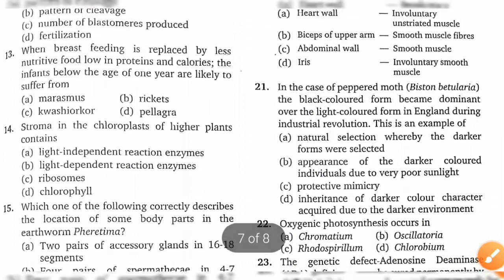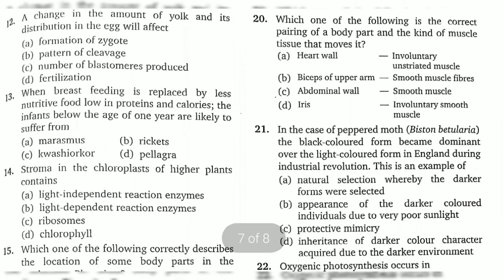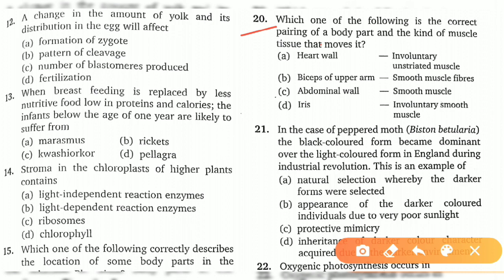Now 20th question. Which one of the following is the correct pairing of body part and the kind of muscle tissue that moves it? Heart wall is involuntary and unstriated muscle. Biceps of upper arm is smooth muscle fibers. Abdominal wall is smooth muscles. Iris is involuntary smooth muscle. We have to tick the correct pairing here. So the correct one is D, iris, involuntary smooth muscles.